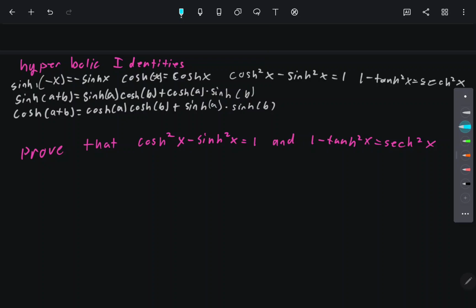So we want to prove that the hyperbolic cosine squared of x minus the hyperbolic sine squared of x is equal to 1.